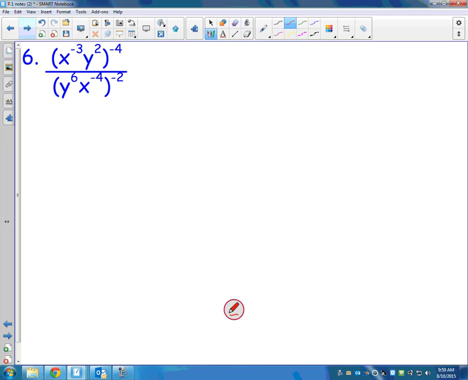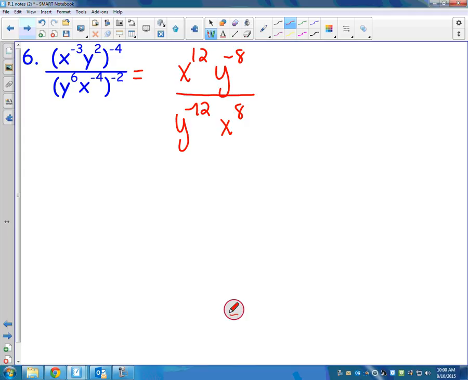Just like order of operations, if you have an exponent on the outside of parentheses, you have to deal with that. I would deal with it first before I start moving stuff, because otherwise you might get confused moving your negatives. And remember, when the exponent's on the outside, you're multiplying those exponents together. So watch your signs, don't make silly mistakes. So I would multiply that exponent in. That's going to become x to the positive 12, y to the negative 8, y to the negative 12, x to the 8.